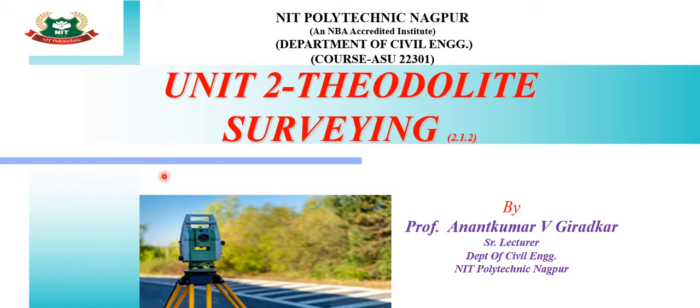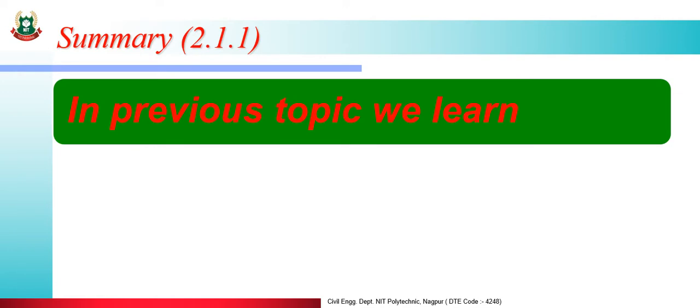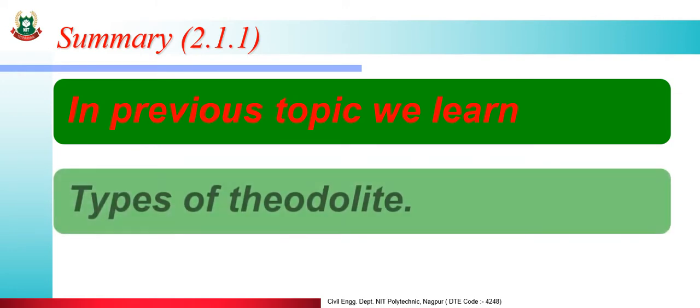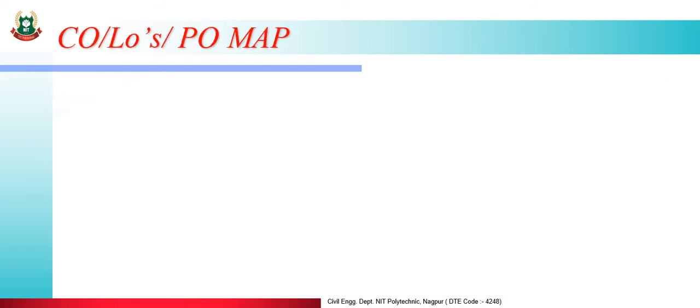In this session, we learn Unit 2, theodolite surveying, and the topic is 2.1.2. The summary of the last lecture is: in the previous topic we learned types of theodolite and uses of theodolite.